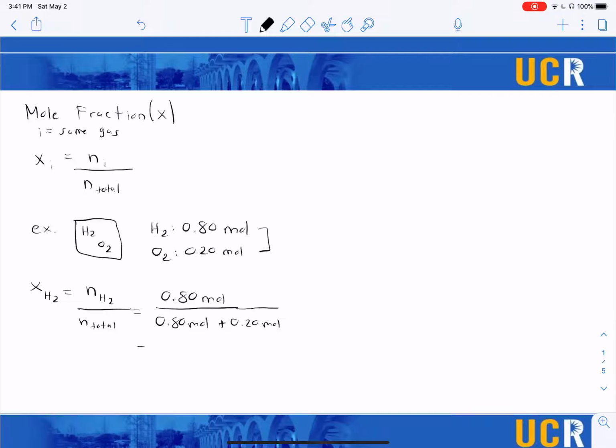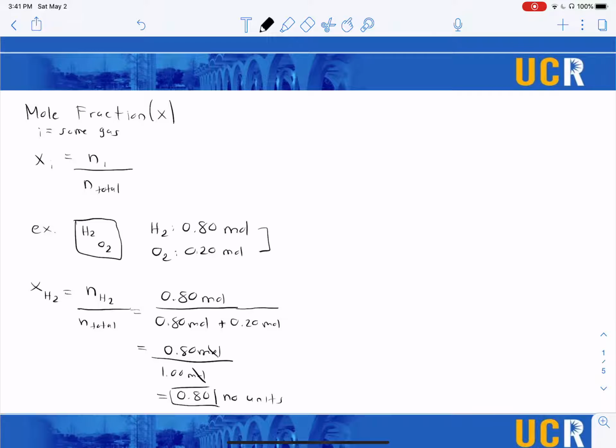So if you do this calculation, you get 0.8 moles over 1.00 moles. And you can see that the moles actually cancel, so this value is unitless. The answer would be 0.80, just 0.80, no units. And mole fraction in general has no units to it.